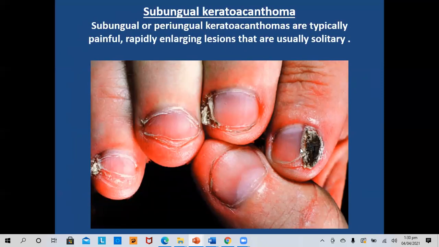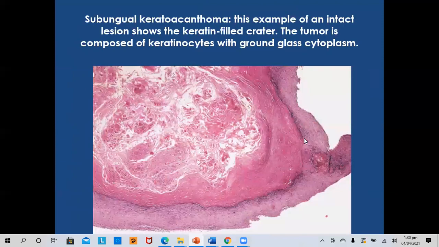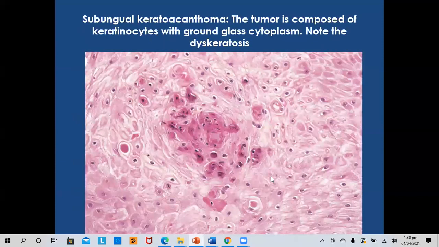Subungual keratoacanthoma presents as typically painful, rapidly enlarging lesions that are solitary but may be multiple. It forms in the form of a crater. Histology shows a crater, and the underlying epidermis shows a moderate degree of dysplasia, but there is no invasion of the basal plate, basal lamina.